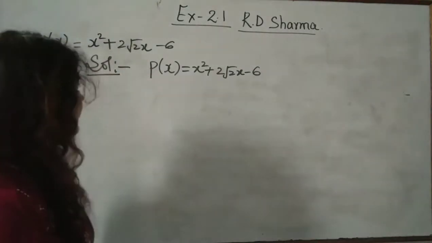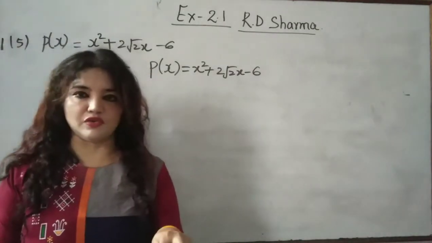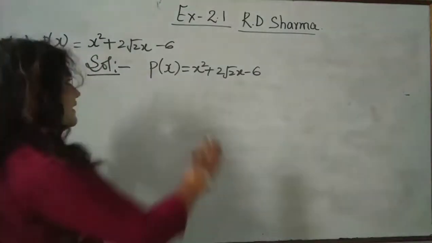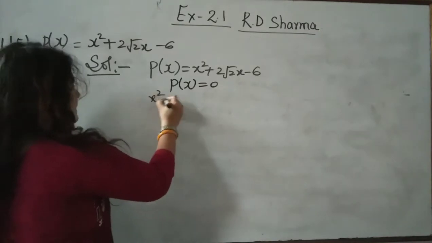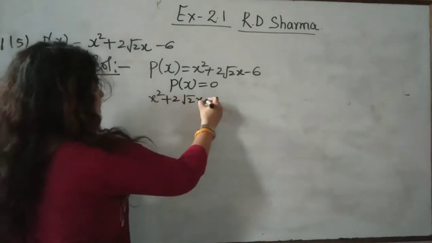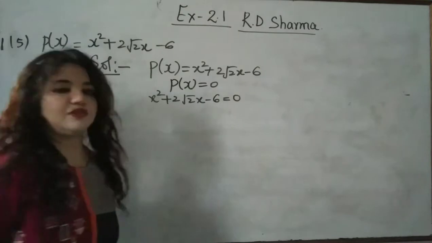So what will we do for finding the zeros? We will equate P(x) to 0. हम P(x) is equal to 0 करेंगे. P(x) is equal to 0. So that means x square plus 2 under root 2 x minus 6 is equal to 0.